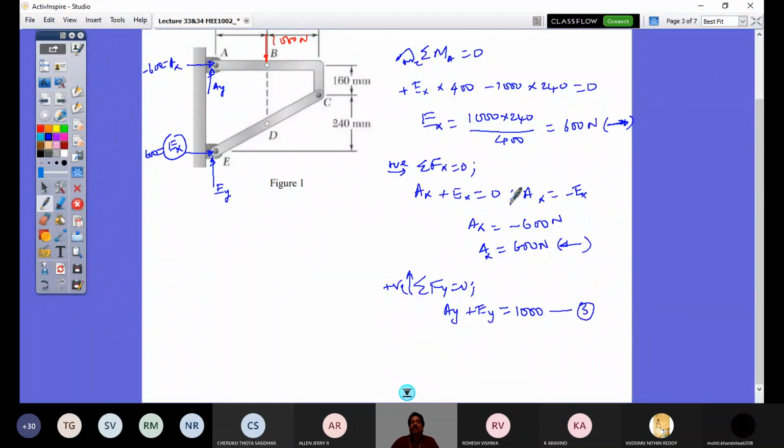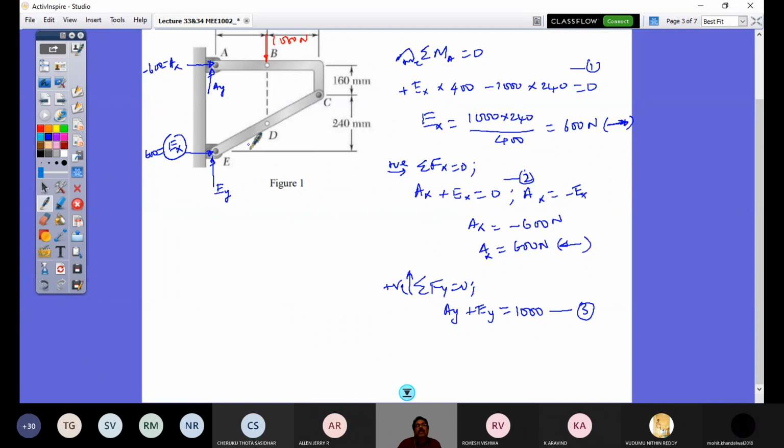Right? So this is my equation 1, 2. This is my equation 1. This is my equation 3. So in this, I have two unknowns. I cannot solve unless I know one of them. So now what I will do, I'll have to find Ey, and then I can get what is Ay.